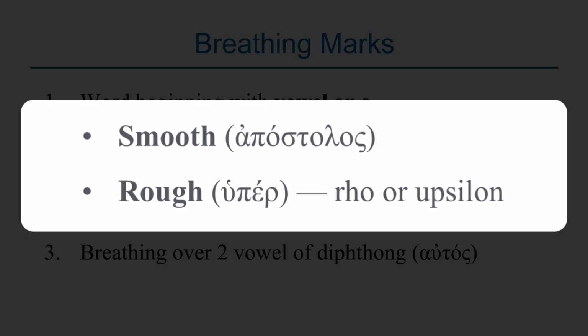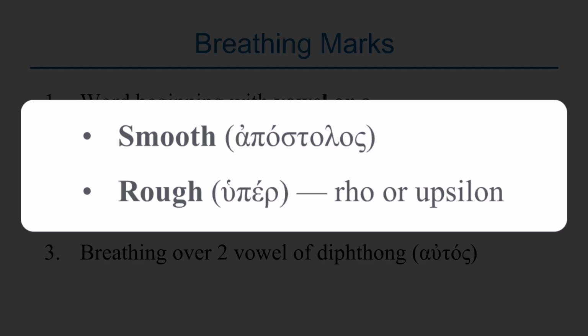On top there you have the smooth breathing mark in the word apostolos. The smooth breathing mark does not affect the way you pronounce a word. But when you have the rough breathing mark, the apostrophe that is facing the right, on top of a vowel, pronunciation is going to be affected, because the presence of the rough breathing mark is going to add an H sound before the letter that has the apostrophe.